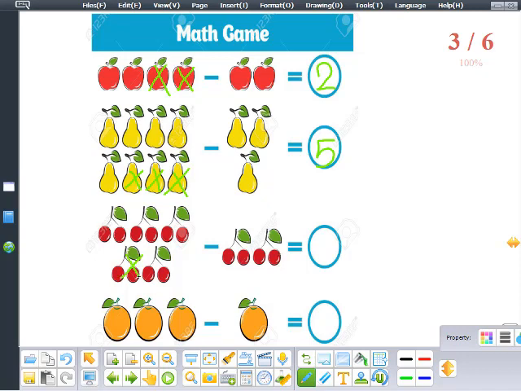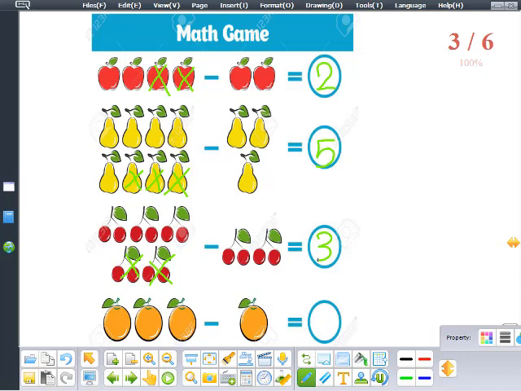1, 2. How many cherries are here right now? 1, 2, 3. How many cherries are here? 3. Why that? Because 5 minus 2 equals 3.